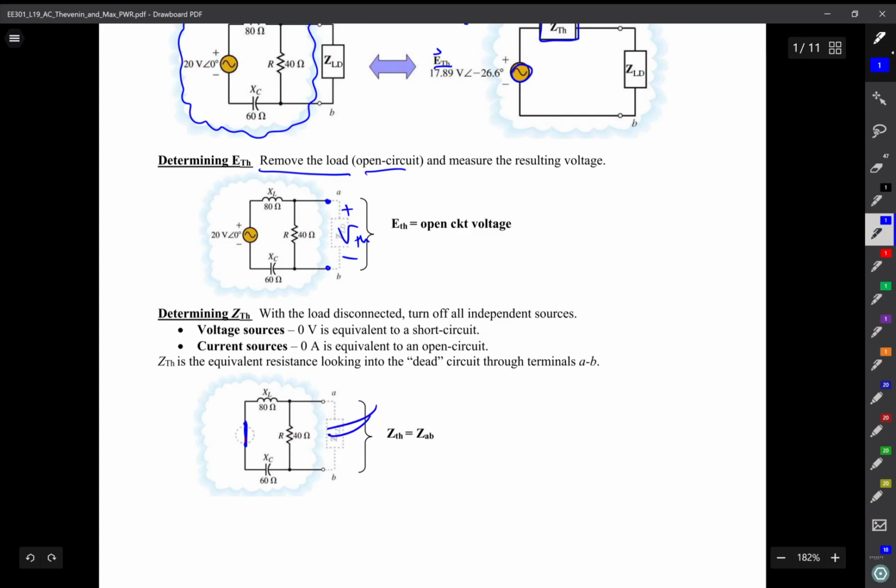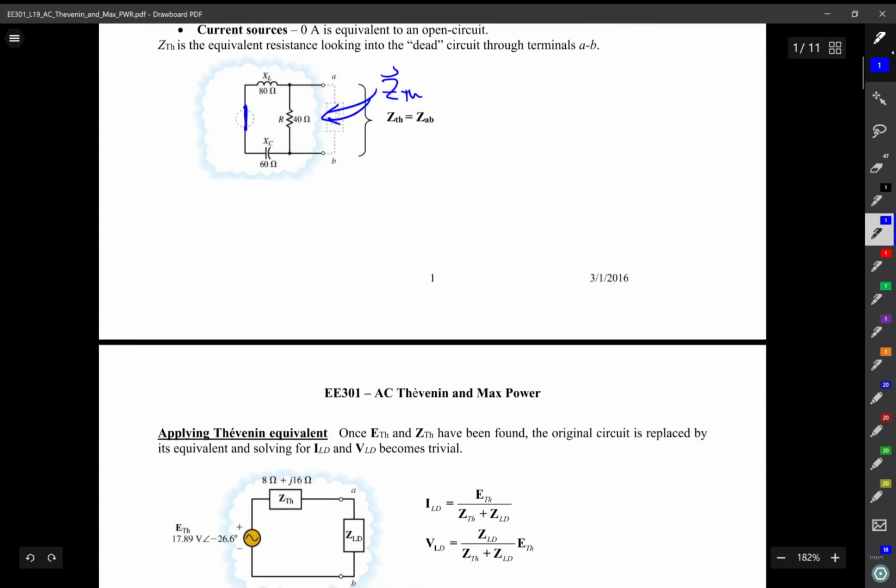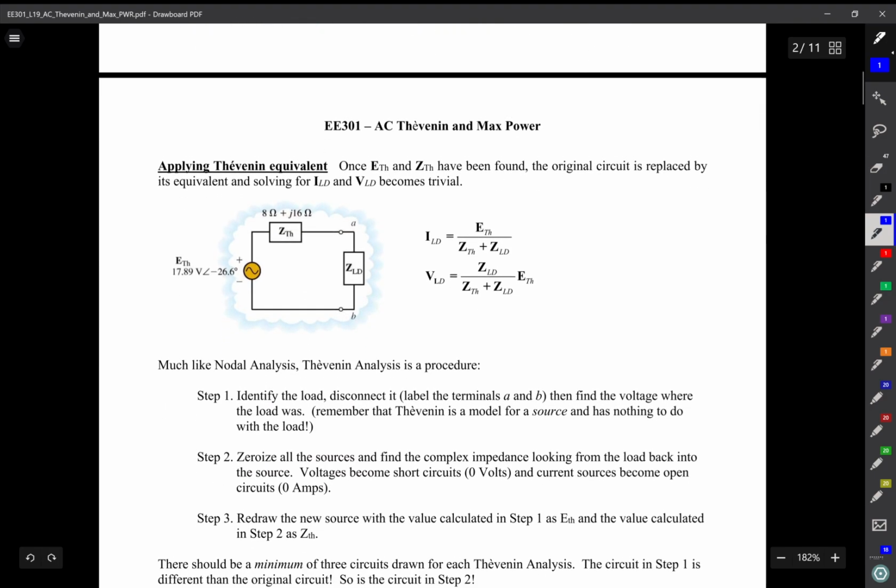And I measure my impedance from the perspective of the load that I just removed. So this would be called Z Thevenin, and I'm going to find that. Each step, I'm going to go ahead and redraw the circuit. And then finally, I'm just going to redraw the circuit, and here it is. Here's my voltage source, E Thevenin, my Thevenin impedance, and then I reconnect my load impedance that I just removed. Okay, so here are my steps, 1, 2, and 3.